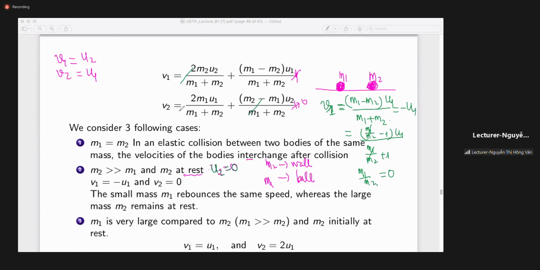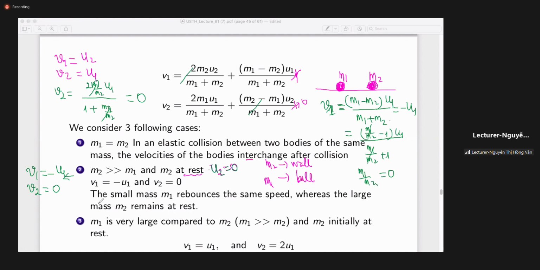And how about V2? V2, you do the same. V2 is 2 M1 over M2 times U1 divided by 1 plus M1 divided by M2. And this one is 0, this one is 0, so this one is 0. So in this case, you get V1 is minus U1 and V2 is still 0.